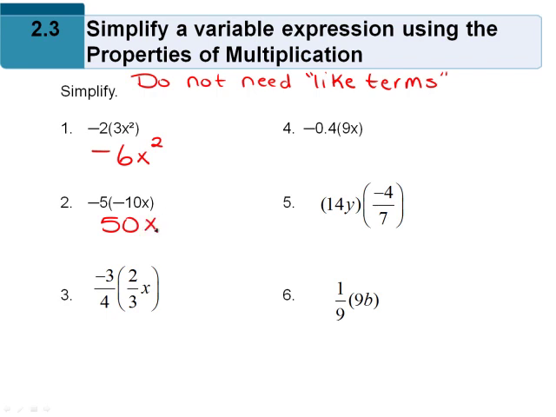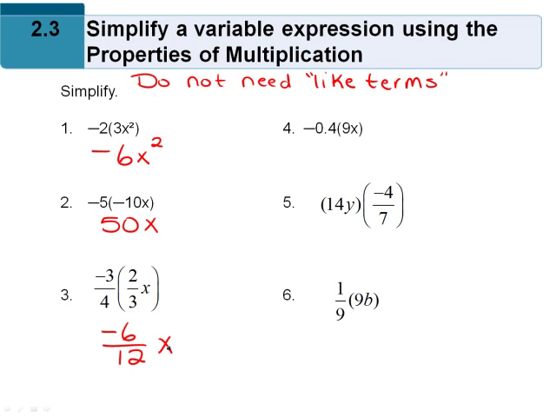Okay? Now, number 3, we're going to keep this simple. We're just going to multiply. We've got fractions across the top and across the bottom. So we have negative 3/4 times 2/3 x. So on top, negative 3 times 2 is negative 6. And 4 times 3 would be 12 on the bottom. And we attach the x.